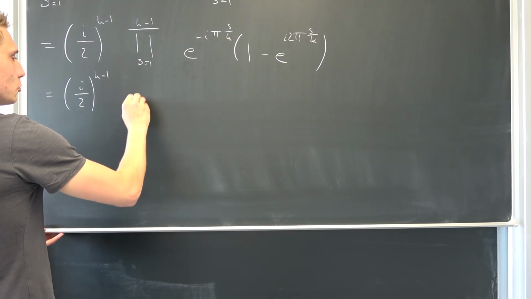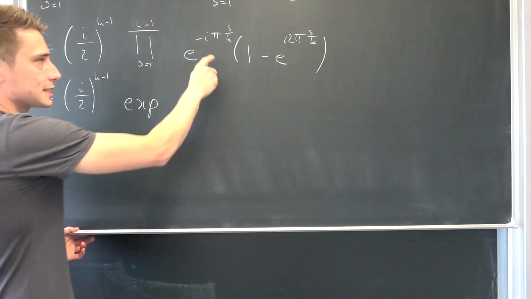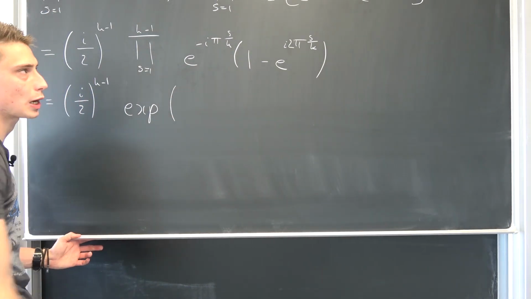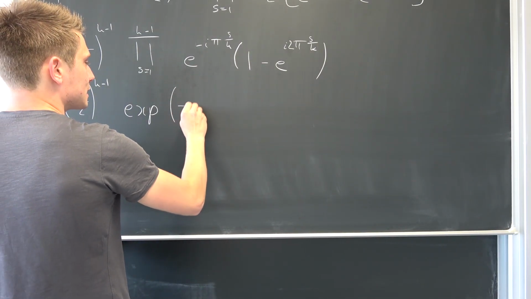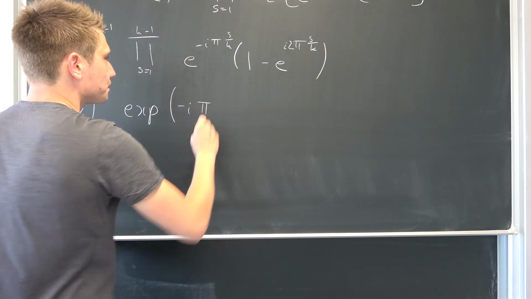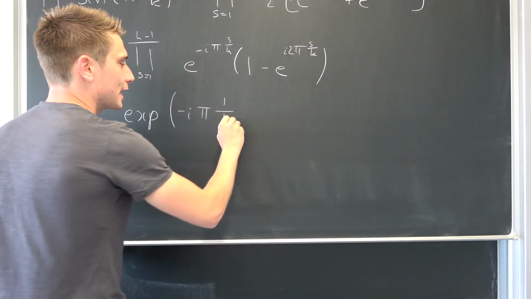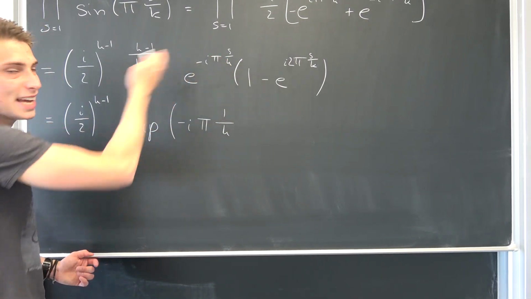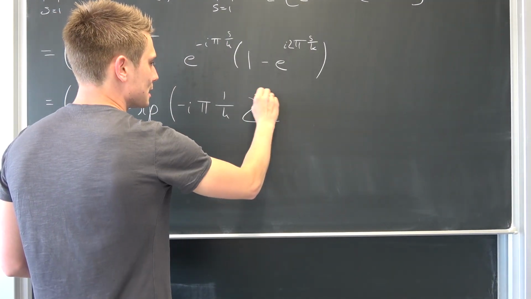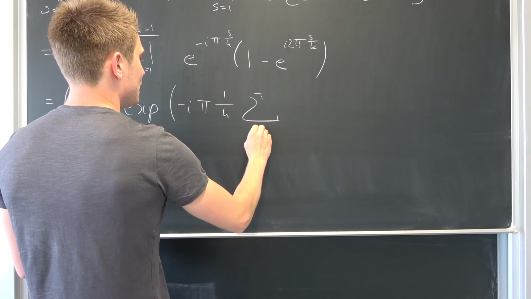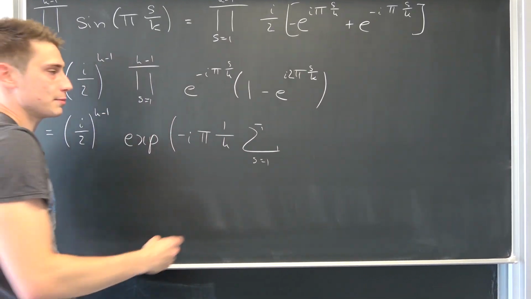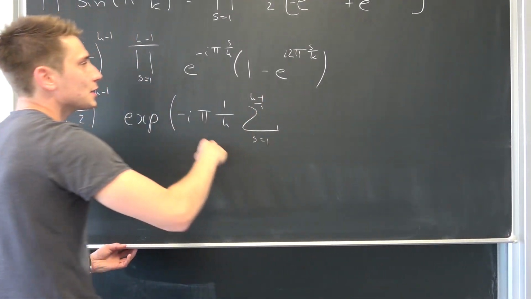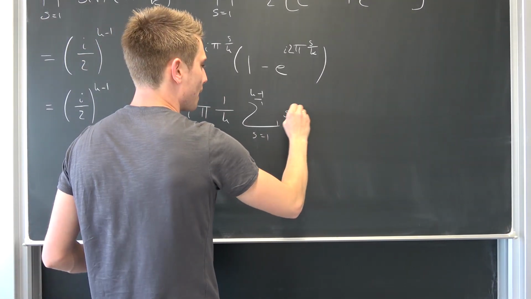Then we are going to get, I'm going to write it like this, exp, just the exponential function right here, because it's easier to write this way. Then we are going to get negative i pi 1 over k. Okay, I'm dragging all the stuff that's independent of s to the outside. And then, like I said, we are going to have the summation from s being equal to 1. It's going to run over the same indices right here, to k minus 1 of just s.